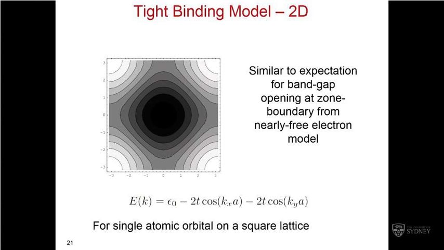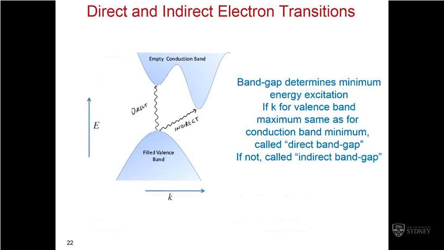Okay, changing topic, not really, but just defining what we mean by direct and indirect transitions. Do people know about this? Anyway, it's quite straightforward. If you have a system that's, say, excited by radiation, you might get a transition from an electron here in the valence band straight up here to the conduction band. If the transition is vertical, we call it a direct transition.